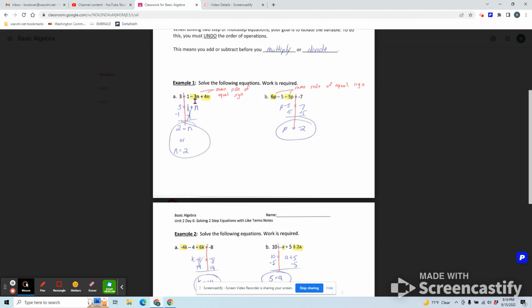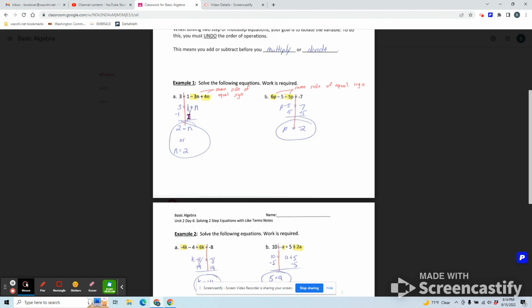Okay, we collected our like terms, and we're left with 3 equals 1 plus n. So once again, our goal is to get the variable by itself. So this is a positive 1, 1 plus n. The assumption is if there's no symbol in front of the number, that it's positive. So I need to subtract 1 from both sides.